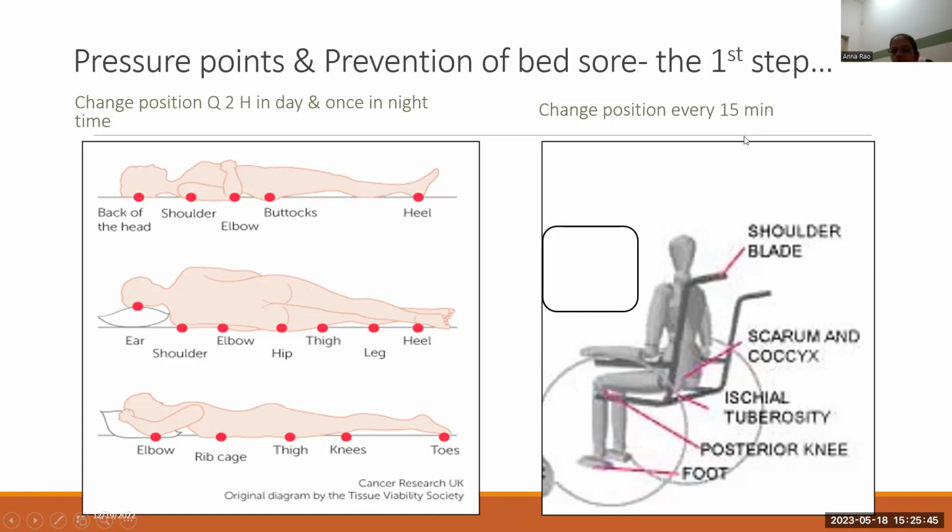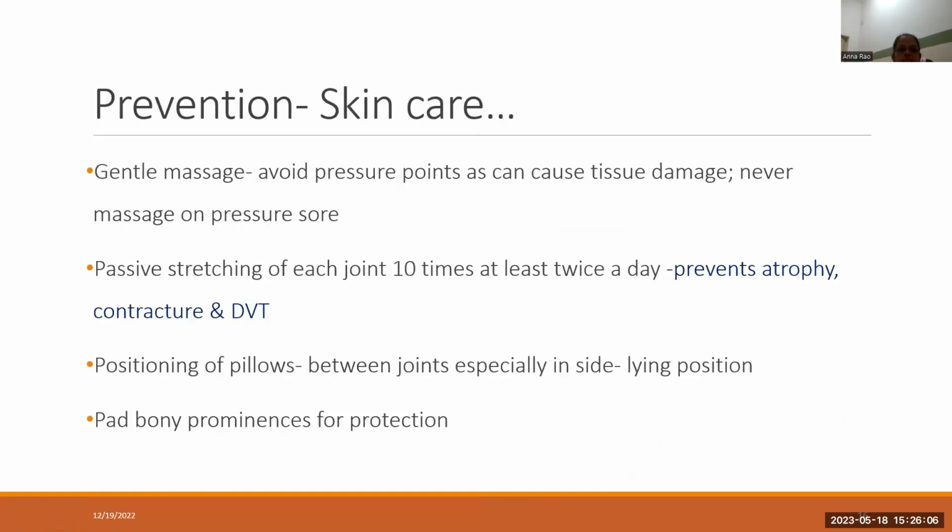Now you will wonder how to do that. So you can ask the patient to move a bit, or you can place a small pad under his knees, under his thighs, under his shoulder blade, right? So that is how it will be prevented. Gentle massage is good for good blood circulation, but too much pressure is not good because it will damage tissues. So at pressure points, too much pressure should be avoided. And when there is a pressure sore, it should not be massaged over the area.